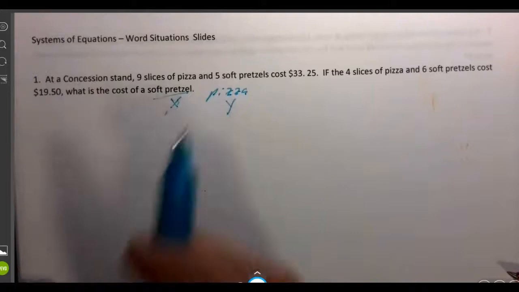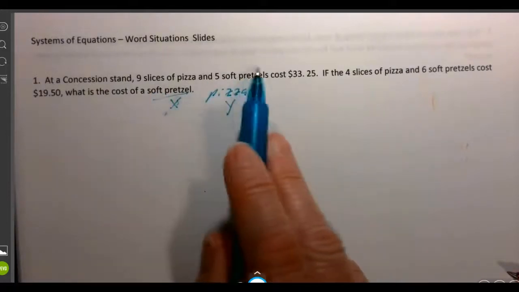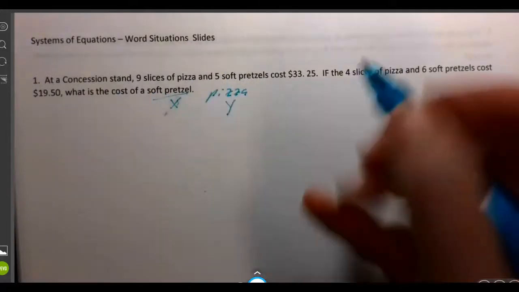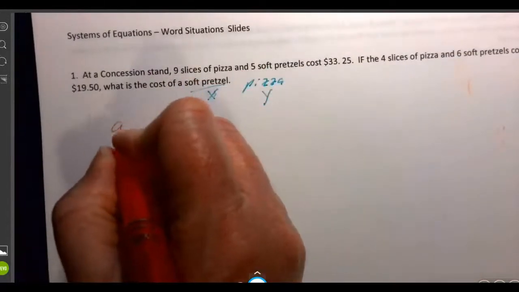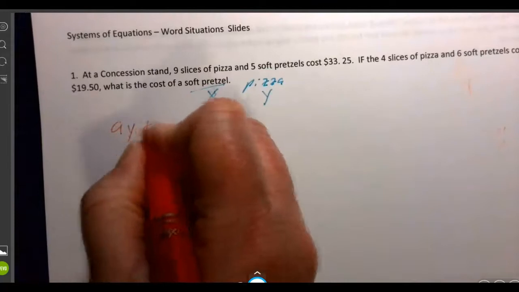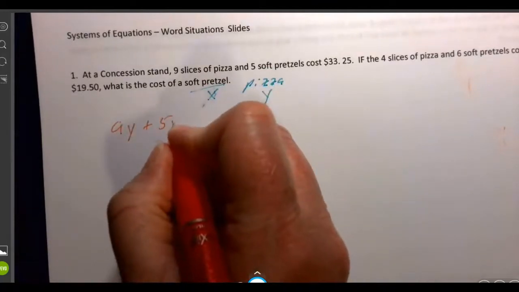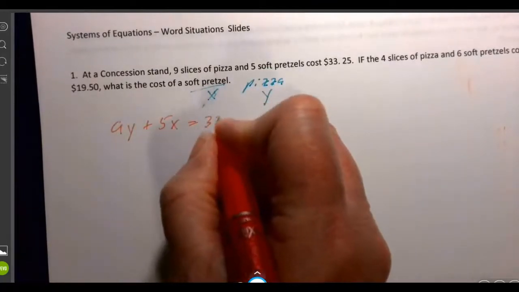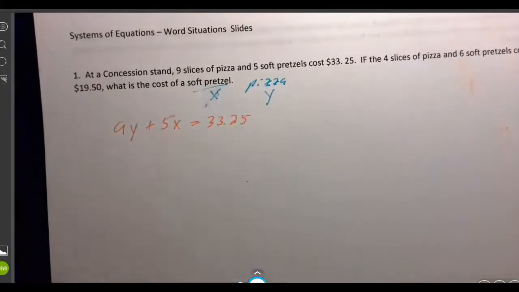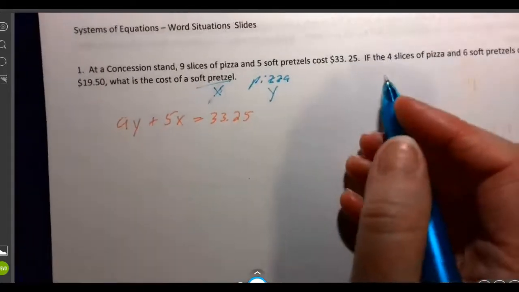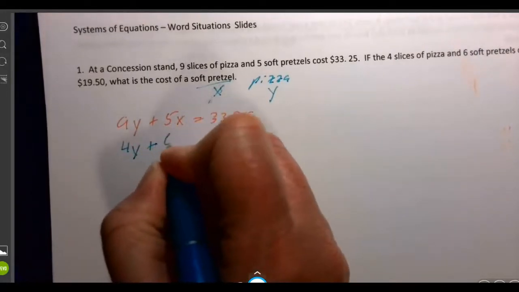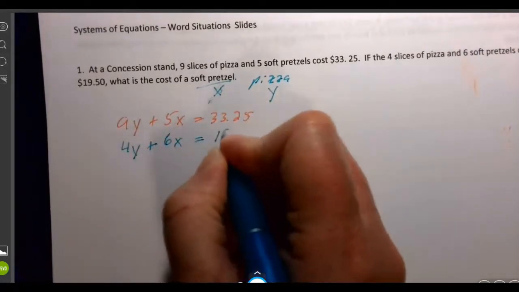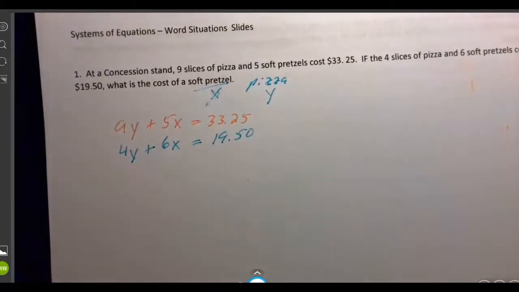So with this one, it goes straight forward. Look at this. 9 slices of pizza, 5 pretzels. Here we go. So my equation, 9 of the pizza plus 5 of the pretzel is equal to $33.25. And then we have 4 slices of pizza plus 6 of the pretzel is equal to $19.50. See how easy those are to set up?